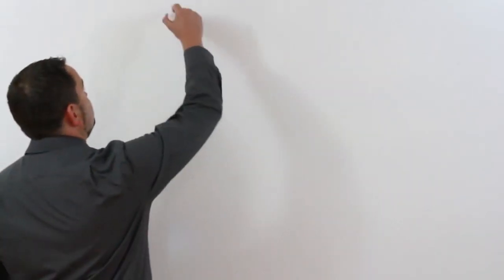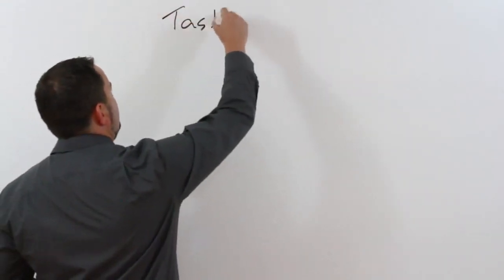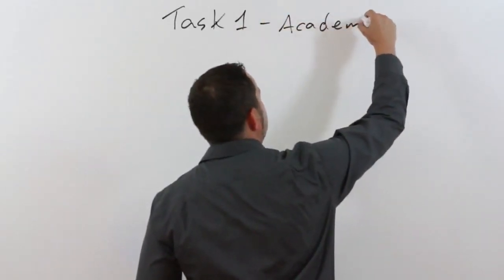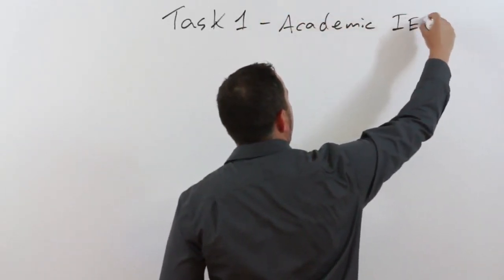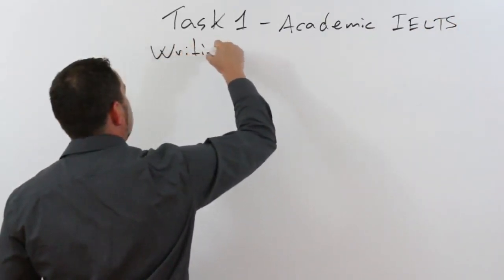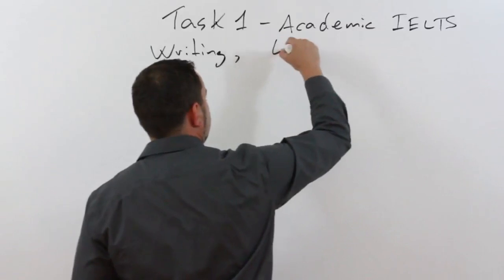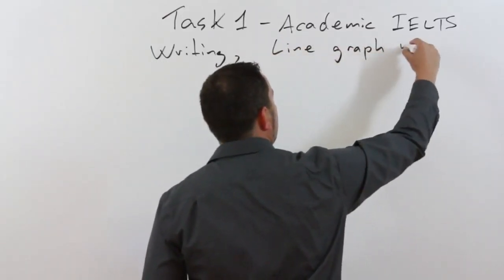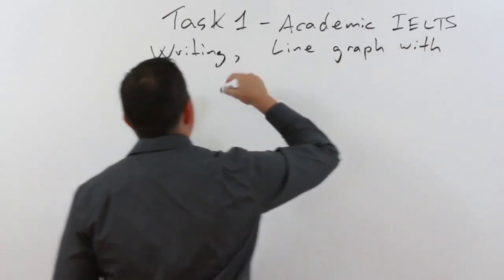So, task 1, academic IELTS writing, line graph with table.